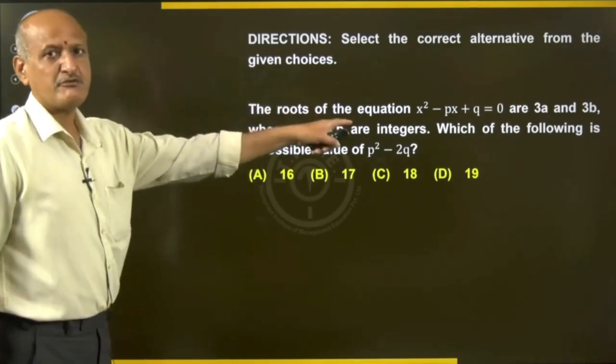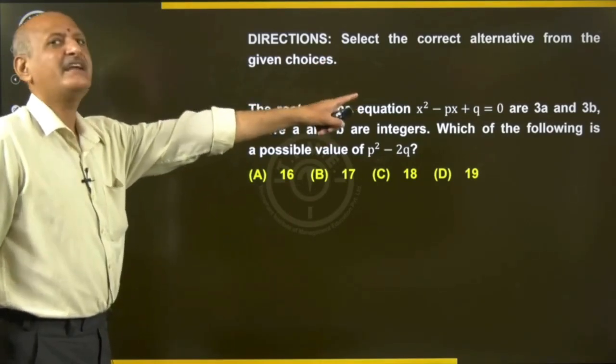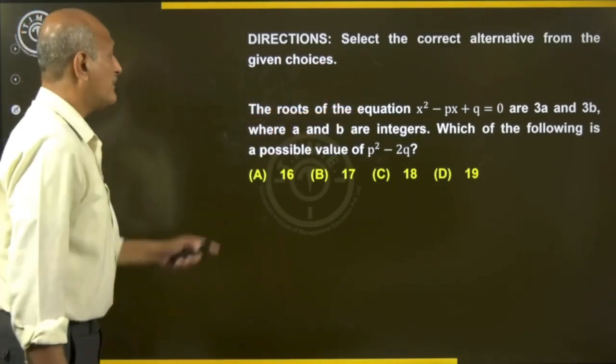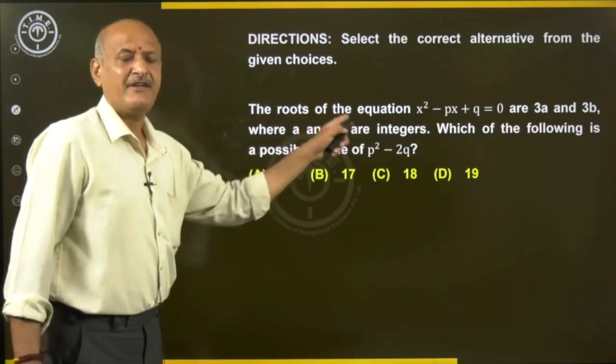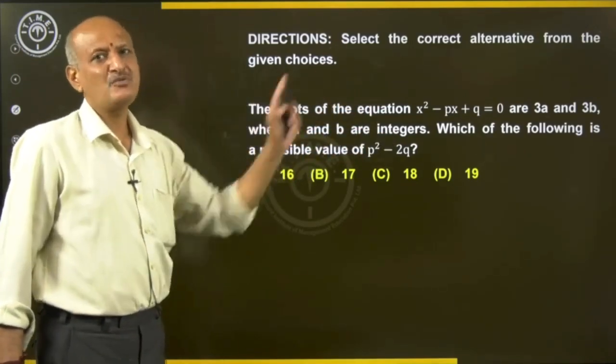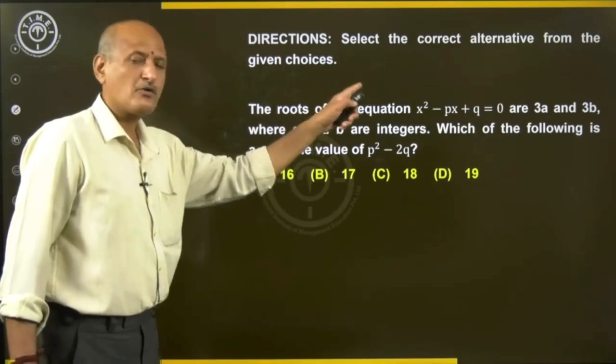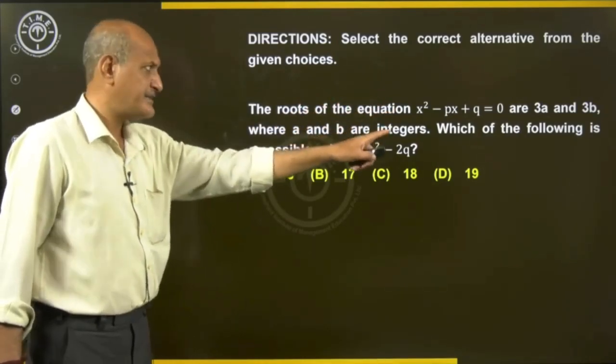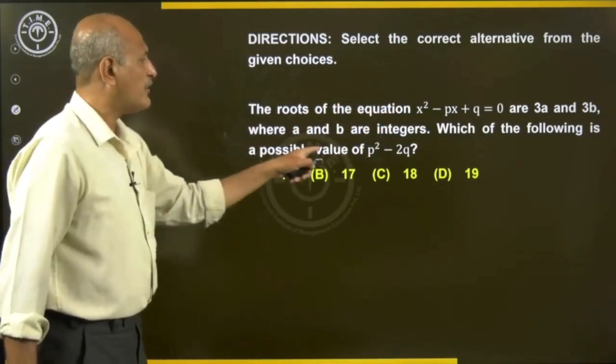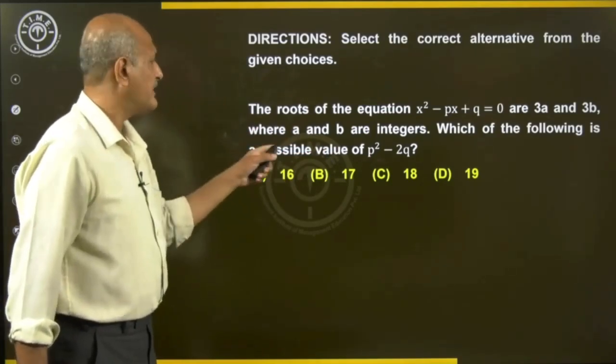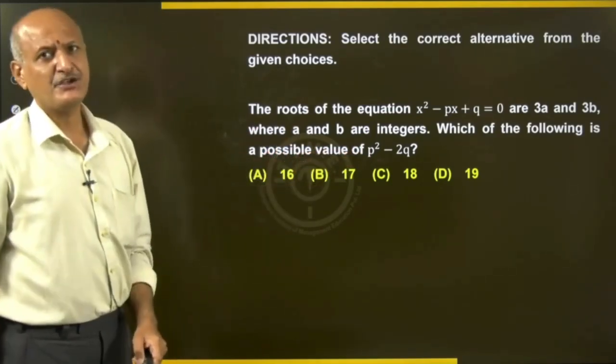We have a quadratic equation whose roots are given as 3a and 3b, where a and b are integers. If a and b are integers, 3a and 3b are also integers. So we know the roots of this quadratic equation are integers. Now the question is asking which of the following is the possible value for p square minus 2q square here.